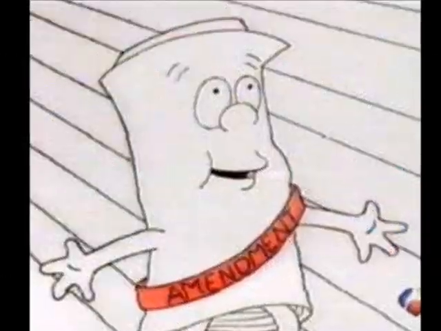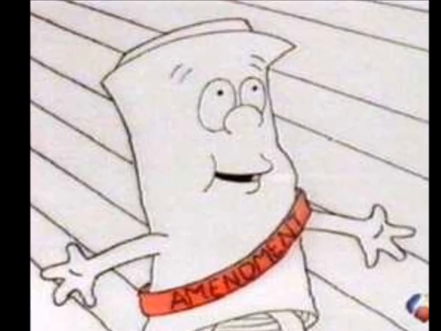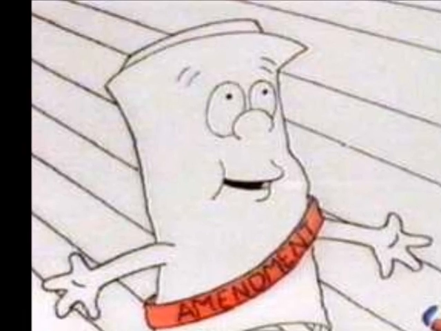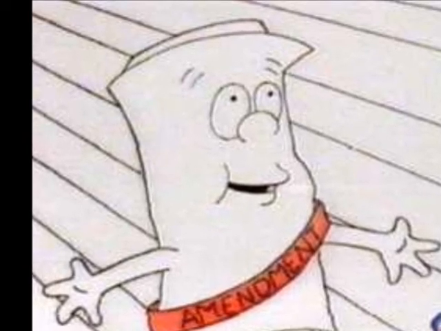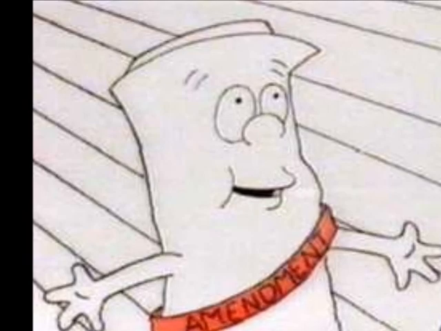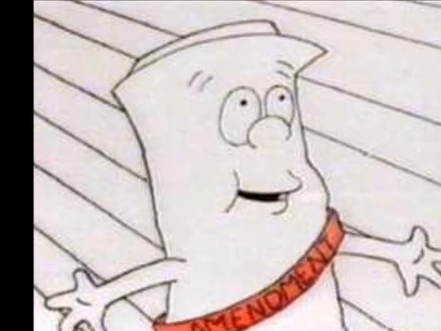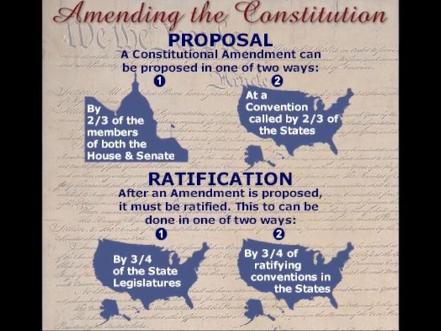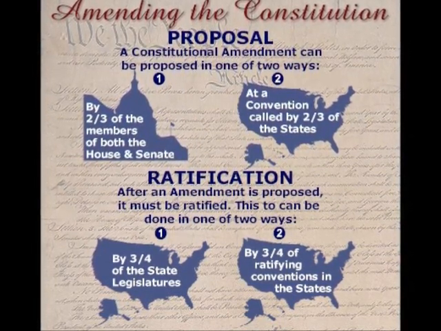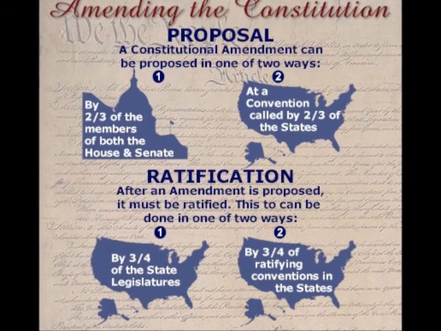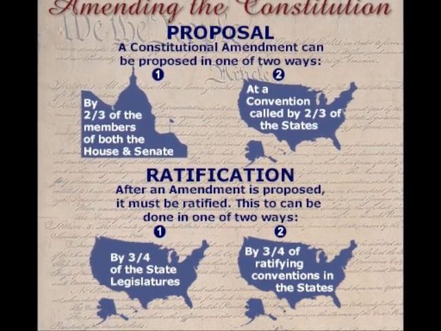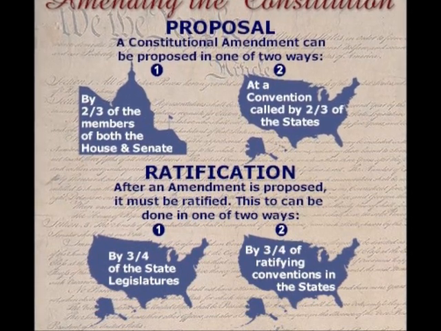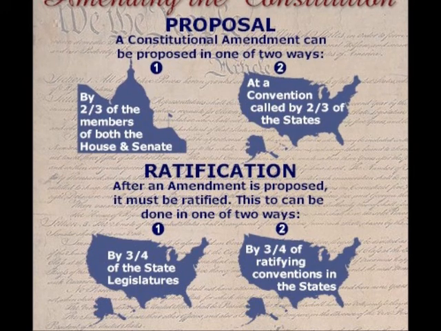The first method is that it can be proposed by a 2/3 vote in both houses of Congress, and then it needs to be ratified by 3/4 of the state legislatures. So it goes through Congress first, and then it goes to each of the state's legislatures, to the state's governing bodies. And that has been done for 26 of our 27 amendments. Method 2 is proposed by a 2/3 vote in both houses, so it's the same proposal method, but it's ratified by conventions in 3/4 of the states. And that was done for one of the amendments.